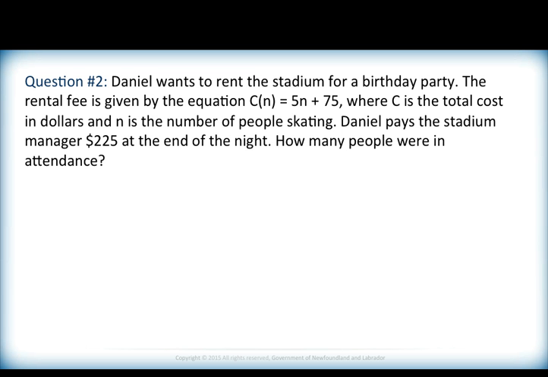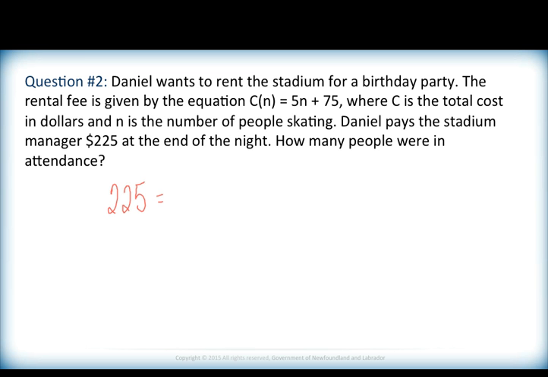So what we have to first determine here is if the $225 is going to be the variable n, or is it going to be the value of the whole function? So it's important here to take note what c and n represent. n is the number of people skating, but we are given $225. Dollars is what c represents. That is the total cost in dollars. So we're actually going to make our equation equal to $225.